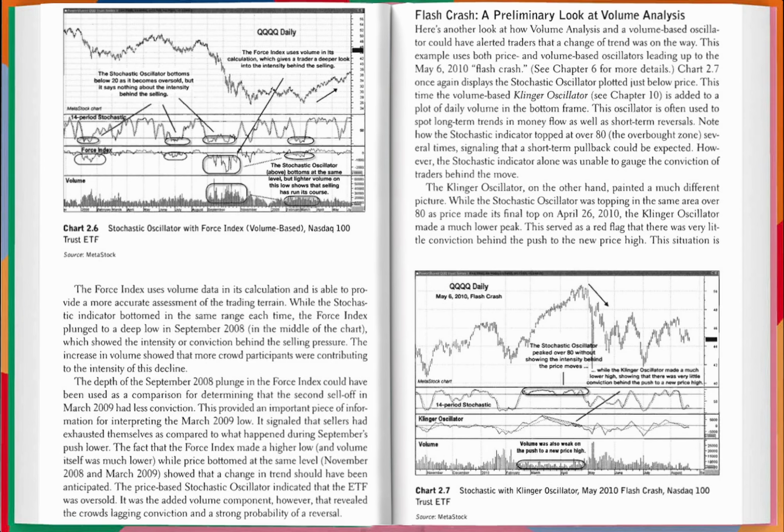The fact that the Force Index made a higher low, and volume itself was much lower, while price bottomed at the same level in November 2008 and March 2009, showed that a change in trend should have been anticipated. The price-based stochastic oscillator indicated that the ETF was oversold. It was the added volume component, however, that revealed the crowd's lagging conviction and a strong probability of a reversal.